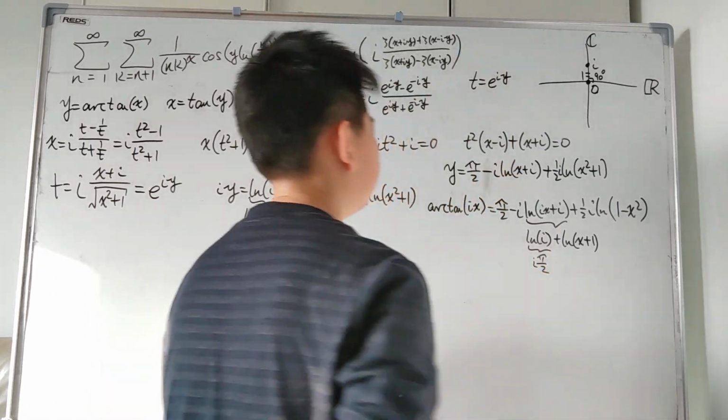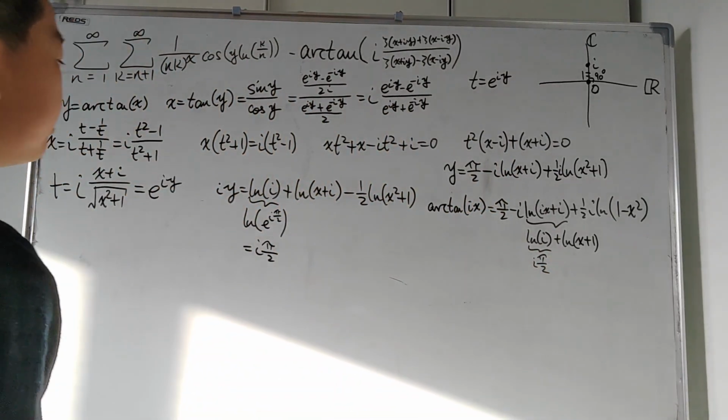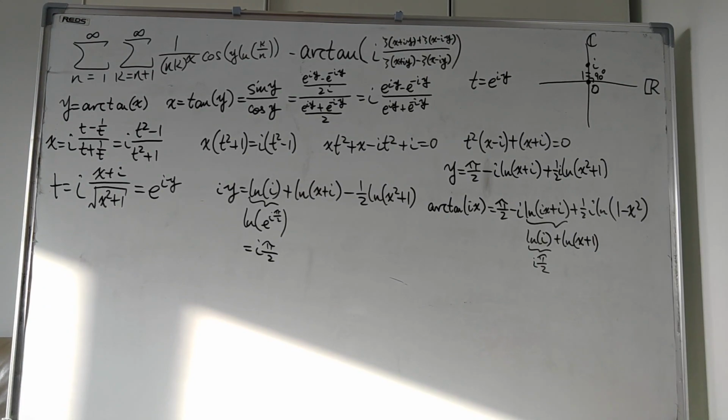So here we have my pi over 2. My nose is blocked. That's probably irrelevant.